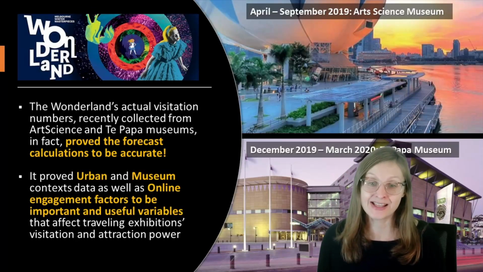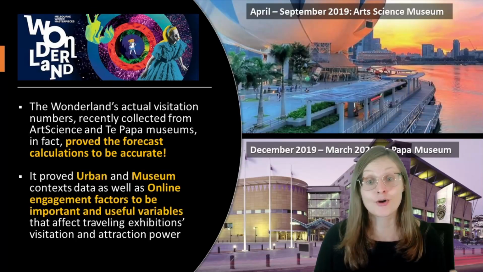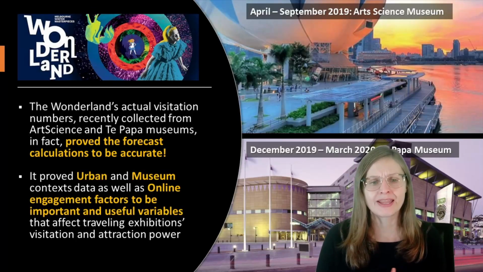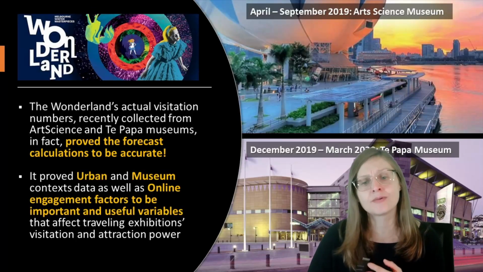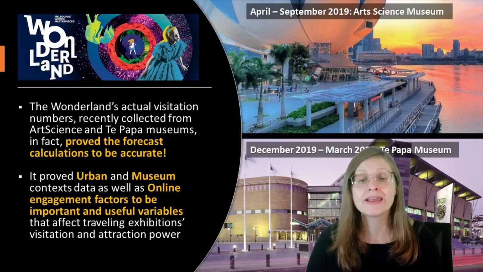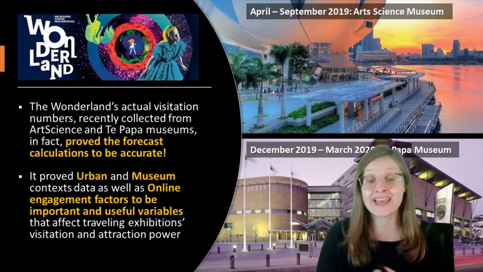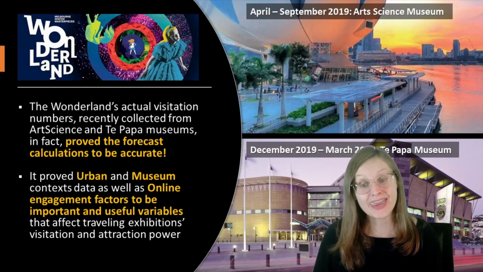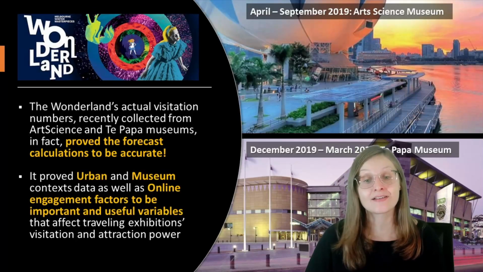In the case of Wellington and Singapore, the first results of the forecast algorithm convincingly proved urban and museum context data, as well as online engagement factors, to be important and useful variables that affect traveling exhibitions' visitation and attraction power, making the forecast algorithmic modeling possible. While such data intelligence systems are in their infancy at the moment, they pave the way for the development of big data digital humanities in the years to come.